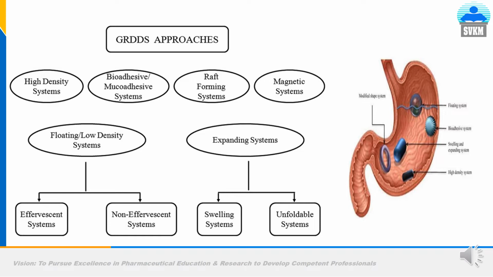So I will again repeat, these systems are very easy to remember. First thing, you make it very light, low density, allow it to float, it will reside for longer. Second thing, you make it heavy so that it will stay at a place and not move much, so residence will increase. Third thing, you make it sticky so that it will stick to the wall and not move much. Fourth thing, you increase the size by swelling or unfolding, so it will not pass the pylorus sphincter. Next thing, you put magnetic particles so that it can be attracted by the magnet and stays at a particular place.